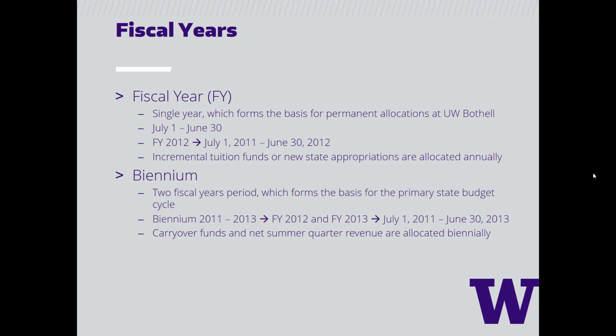A biennium is 2 fiscal year periods, which forms the basis of the primary state budget cycle. In a biennium, for example, biennium 2011 through 2013 will be fiscal years 2012 and 2013, or on a calendar will run from July 1, 2011 through June 30, 2013. And carryover funds and net summer quarter revenue allocated to UW-Bothell are allocated on a biennial basis.